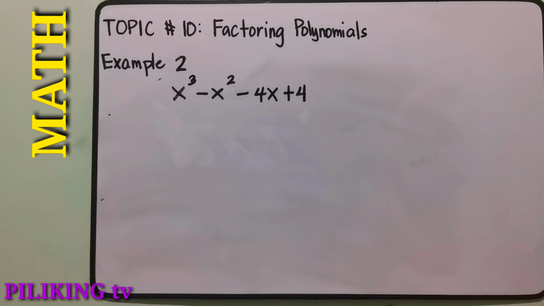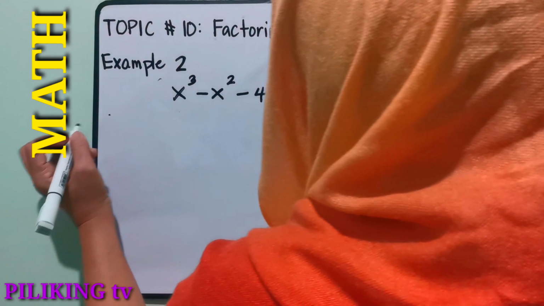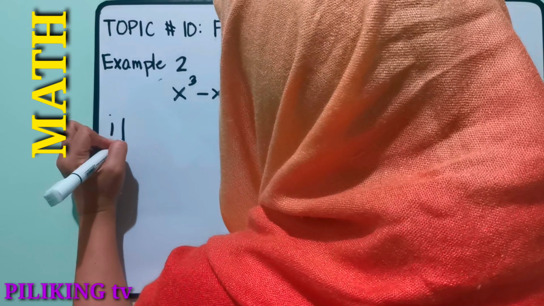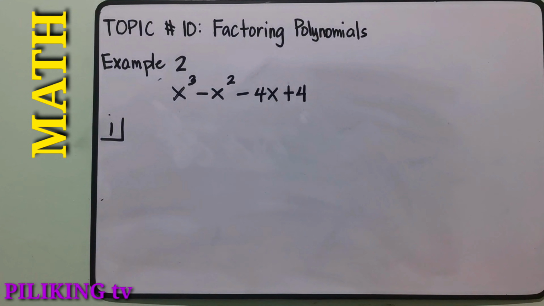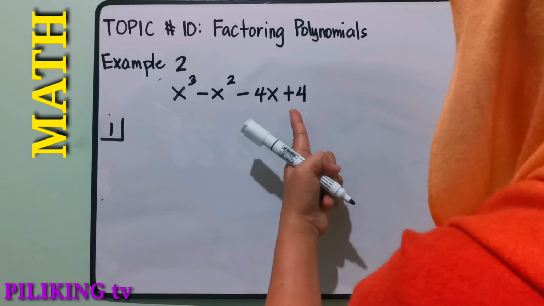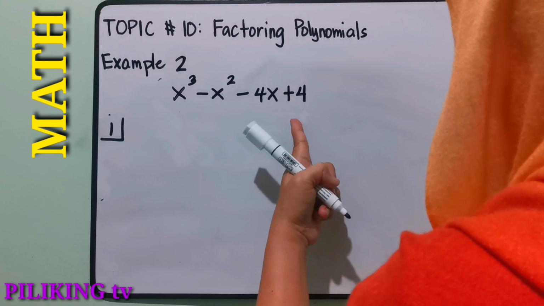Okay, so let us try 1 as one of the test 0. So again, arrange in the decreasing power of x.